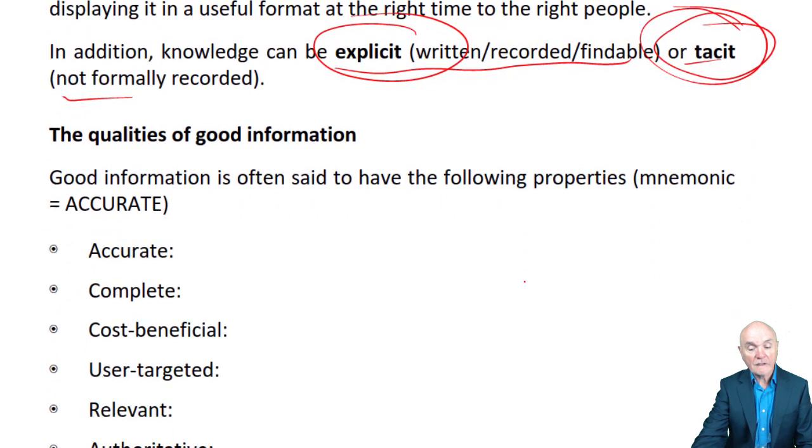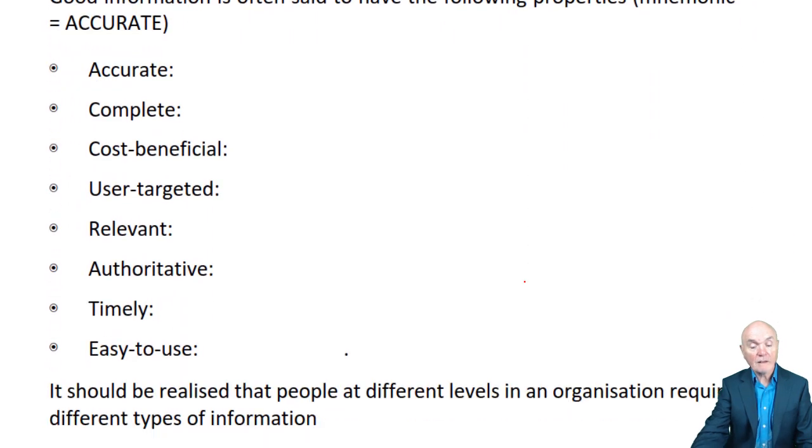The qualities of good information. Here we'll be looking for information which is sufficiently accurate. We don't want it to be accurate necessarily to the last cent. It's going to depend very much on how far up the organization you are. If you're at the top of the organization, you might be dealing in millions. If you're at the bottom, you're probably dealing in cents, because you're doing the debits and credits. It has to be complete.